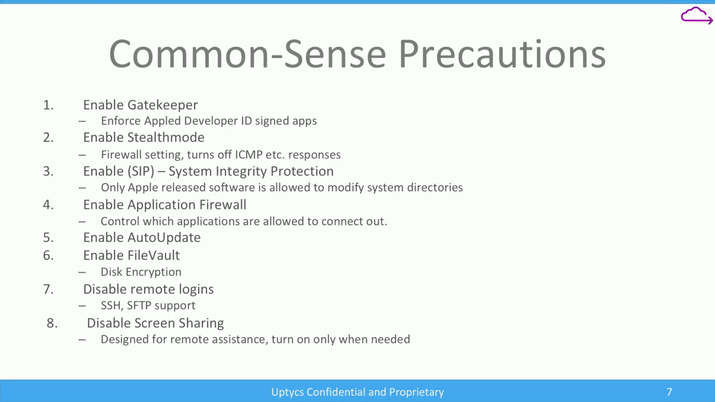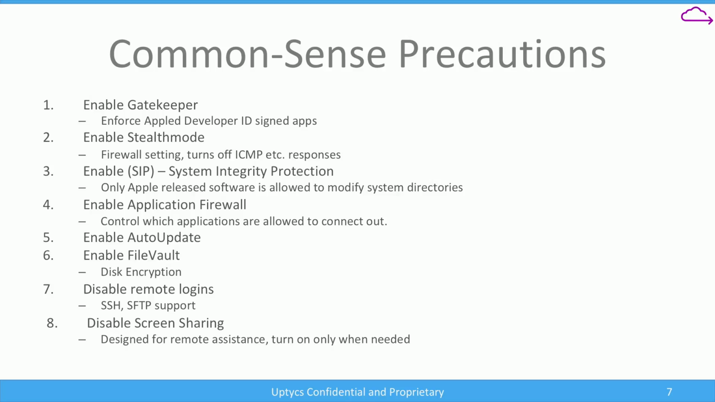What do you do to protect against this kind of stuff? You start by taking some common sense precautions. There are these 8 things that have been identified. I think people in the Mac community, all of you, I should say, are probably very familiar with all of this, but I don't know if it makes sense for me to read them all out. But you want to enable things like Gatekeeper. You want to enable things like stealth mode, which is a feature of the firewall.